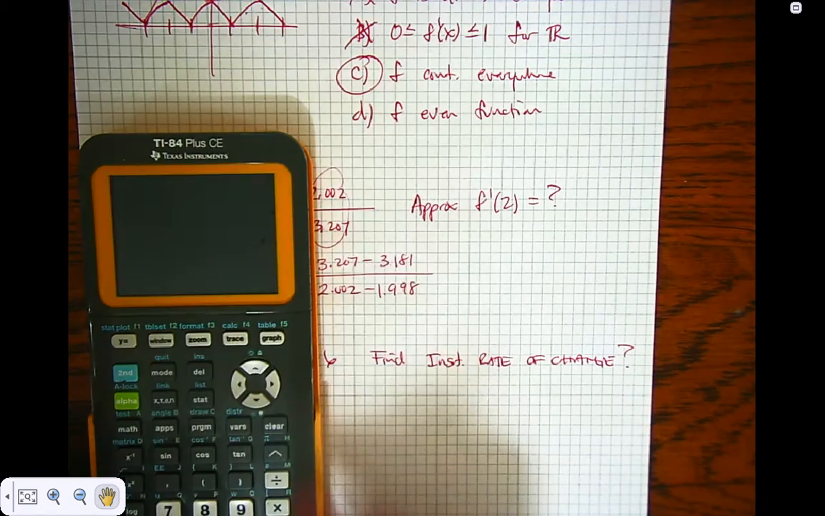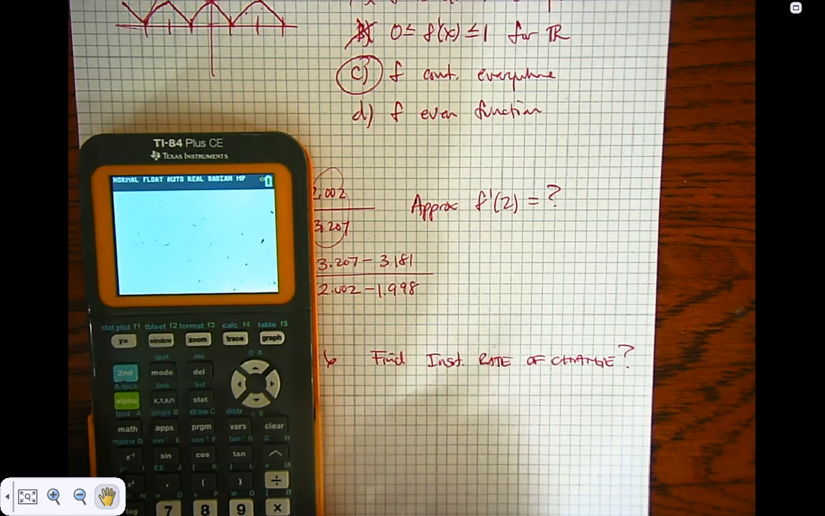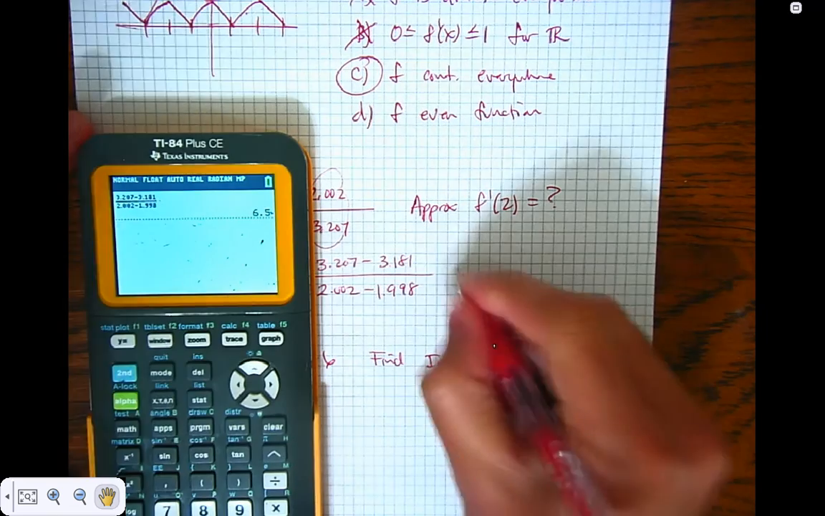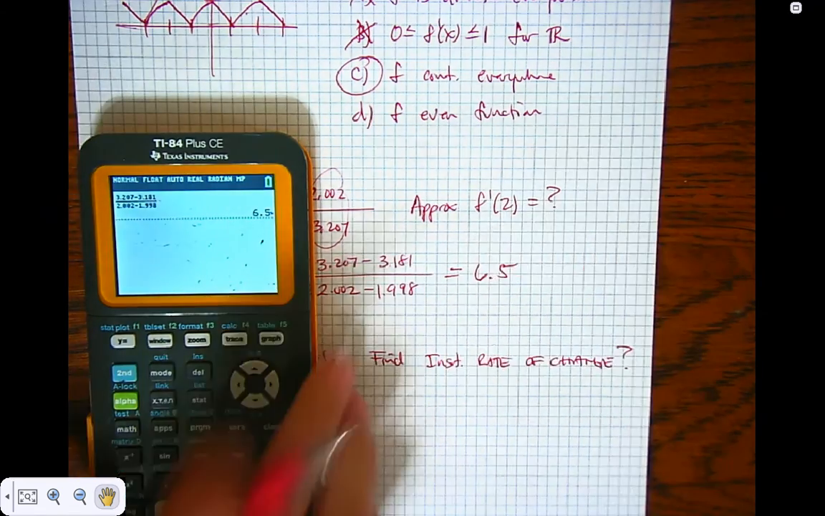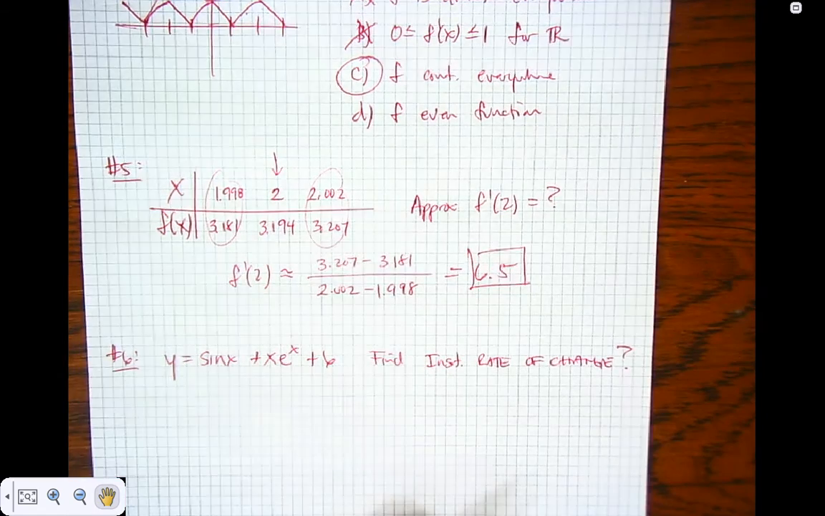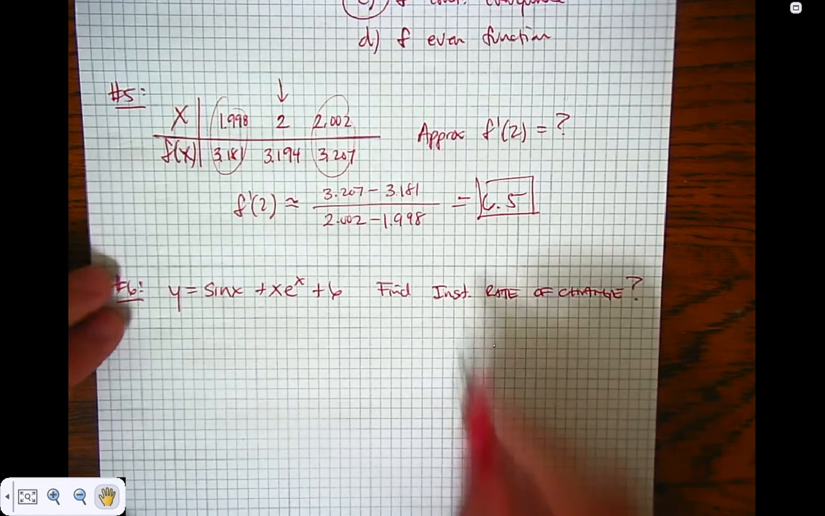Okay, and so if you type in 3.207 minus 3.181 all over 2.002 minus 1.998, you get a value of 6.5. Okay. All right, then we come down to number 6. Find the instantaneous rate of change.